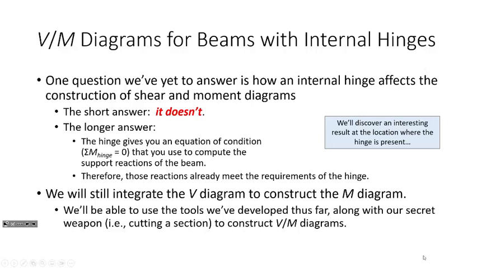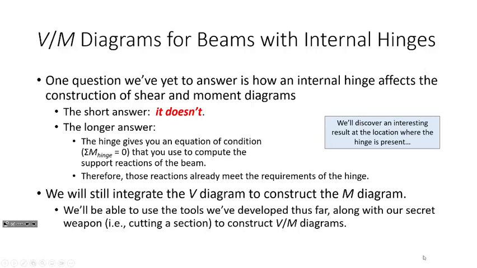So those reactions are the magic values necessary not just to satisfy the equations of equilibrium, but also the fact that the sum of the moments at the hinge is equal to 0. So once you find those reactions, they already meet the requirements of the hinge, and then from then on you can kind of ignore that hinge. It doesn't exist anymore. You draw the shear and moment diagram the same way, but that hinge stops mattering.